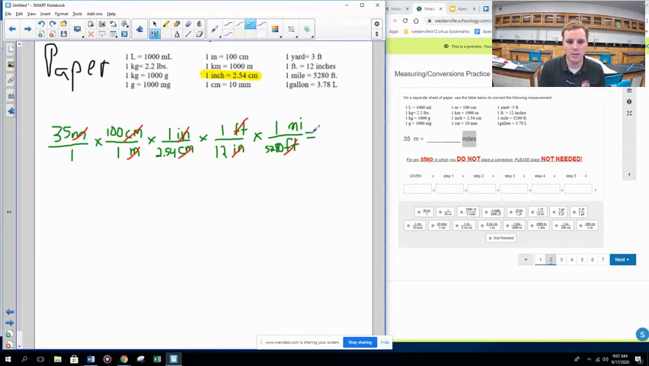So I know I'm done with my tallying up of different conversions. So I'm going to go ahead and calculate this. I'm going to multiply all of my numerators. So 35 times 100 times 1 times 1 times 1. So on top, I'll have 3,500. On the denominator, I'll have 1 times 2.54 times 12 times 5,280.